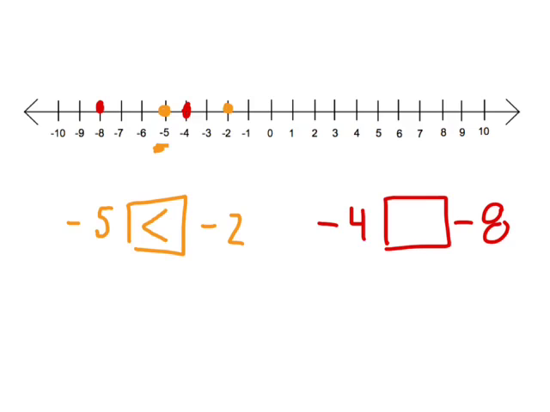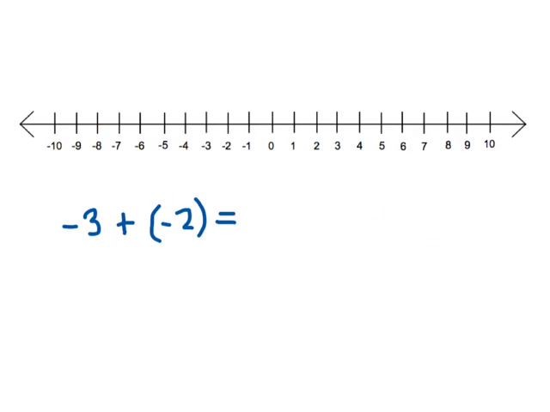Okay, what about negative 4 and negative 8? Is negative 4 greater than or less than negative 8? Negative 4 is greater than, it is closer to 0. Okay, we're going to look at some addition and subtraction problems now. First, we're going to look at an example where we're adding a negative.